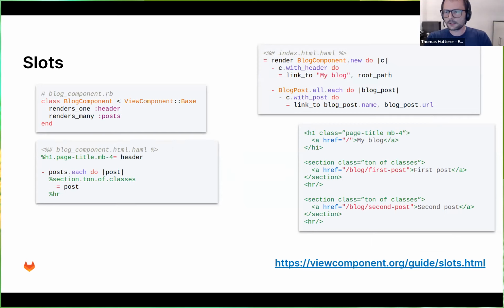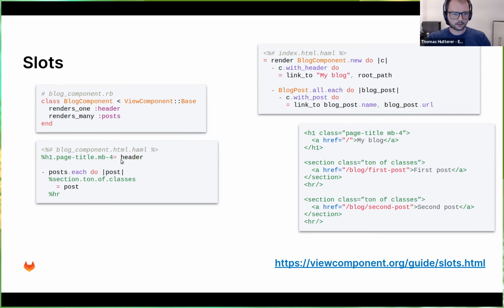Then coming to the slots, I didn't add any explainer text here, sorry for that, but there's the link. The nice thing is the code reads quite nicely. You can see here this so-called block component, it can render one header and many posts. These are both named slots, and one is just a slot that can appear one time, and one can be iterated on, or you can put a collection in basically.